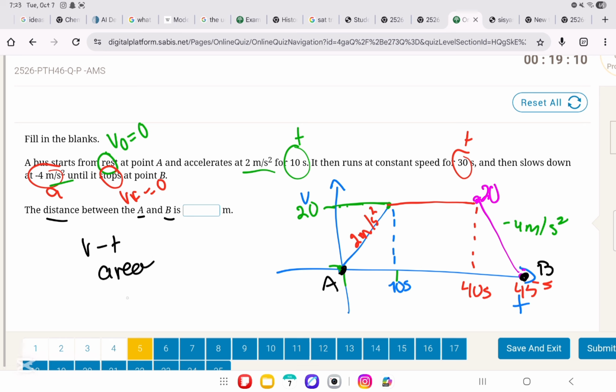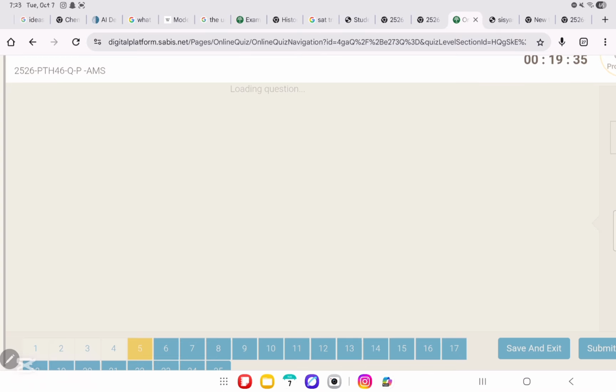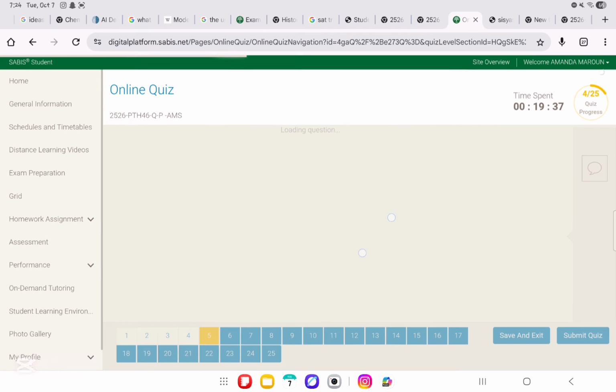So how do you do that? Because it's a trapezoid, it's base 1 plus base 2 times the height over 2. So from here to here, this is base 1, which is 30, plus base 2, which is 45, times the height, which is 20, divided by 2. So you put it on the calculator, and you're supposed to get an answer of what? Of 750 meters, very simply. We'll move on to question number 6. Hopefully it will not take a long time to load as well.